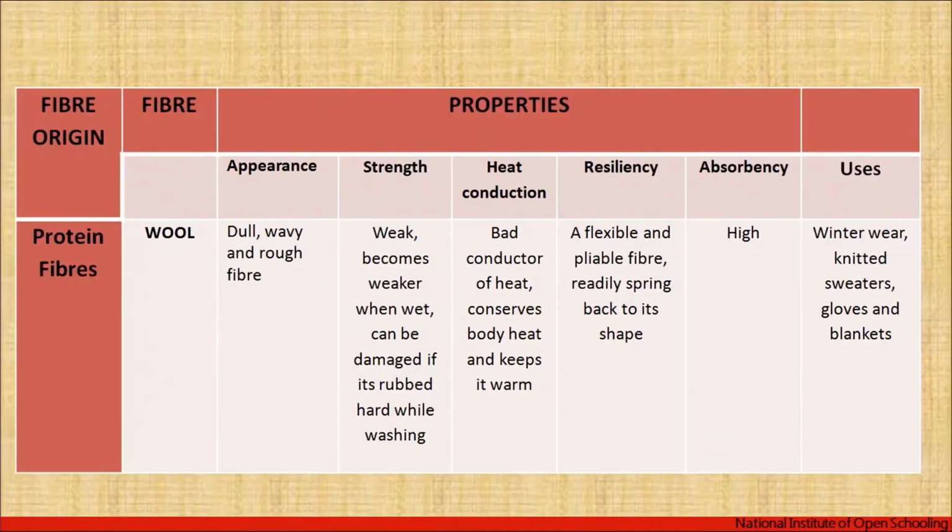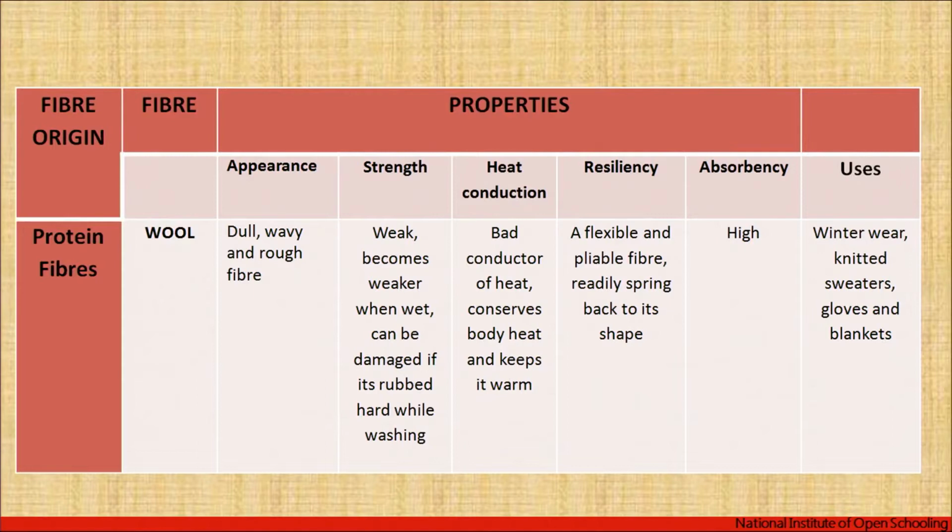Next we come to the wool fiber. When we hear the name wool fiber, we get to know about it. We get it from the goat or the sheep, and we also get wool from the Angora rabbit. Wool is known for its warmth, so it is usually worn in the winter season. The appearance is a little dull. It has a wavy and rough structure.